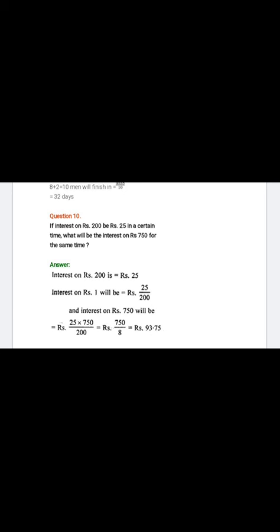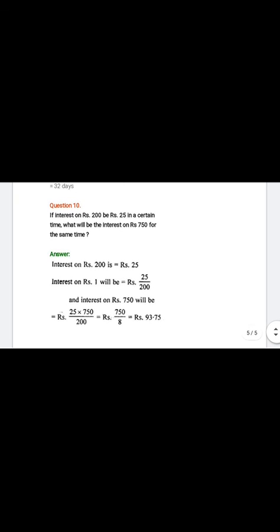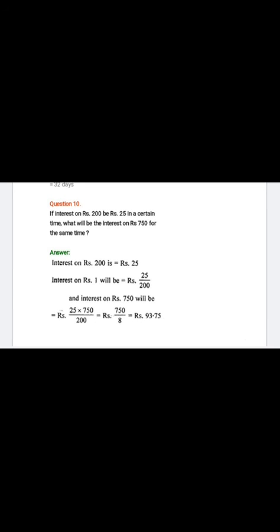So we got the 1 rupee interest, which is 25 upon 200. Now the interest on rupees 750 is equal to 25 upon 200 multiplied by 750, because we have already found the interest for 1 rupee in the above step, and we have to find the interest for 750 rupees. After doing the calculation, it will be 750 upon 8, and at the last, 93.75. Got it now?